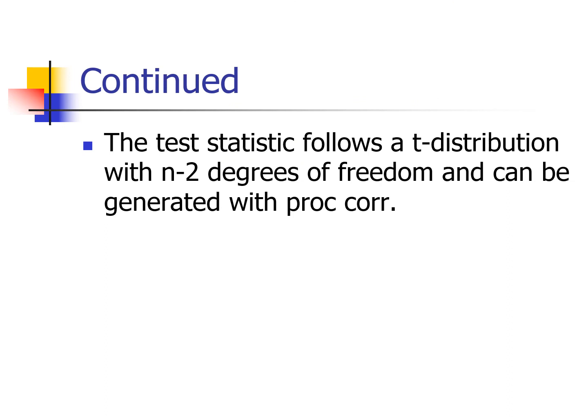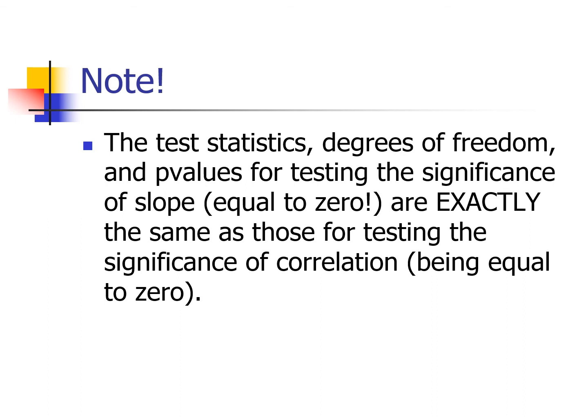Just like before, it's the exact same. SAS does not report the test statistic, but the test statistic it used to get that p-value is the same test statistic, that 28.58. It follows a t-distribution with n minus 2 degrees of freedom. And as I said, the test statistic, degrees of freedom, and p-value for testing the significance of slope equal to 0 will always be exactly the same as testing the significance of correlation being equal to 0.